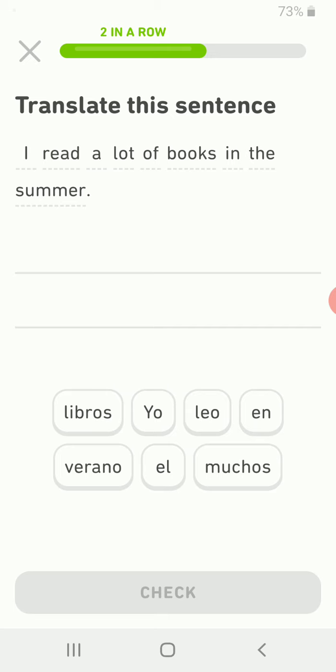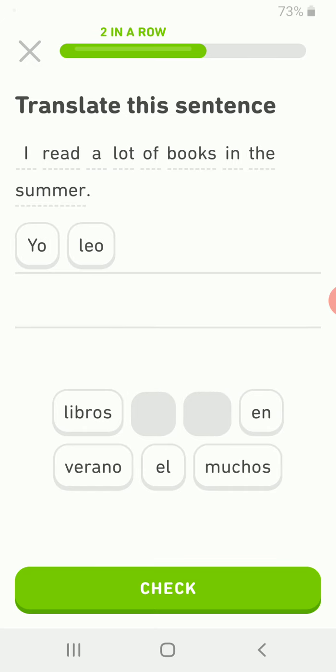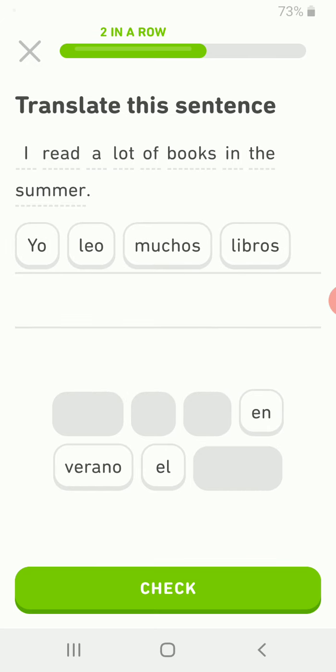And translate this sentence. I read a lot of books in the summer. Well, I think we say I read a lot of books in summer. It's not in the summer. So there's no need to use this definite article here. I think so. So yo leo muchos libros. Oh, is it present or is it past? It could be, sorry. I read a lot of books in the summer. So it's also something possible.